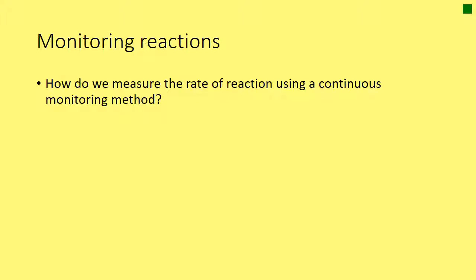So that's it for this video lesson on monitoring reactions. How do we measure the rate of reaction using continuous monitoring methods? Well, we looked at 4 different methods, and we did a couple of calculations as well, going from the data that we recorded to the concentration of a reactant, from which we could then work out a rate of reaction if we wanted to. We didn't go into that in a lot of detail. That's the subject of another lesson. Okay, I hope that's been clear.